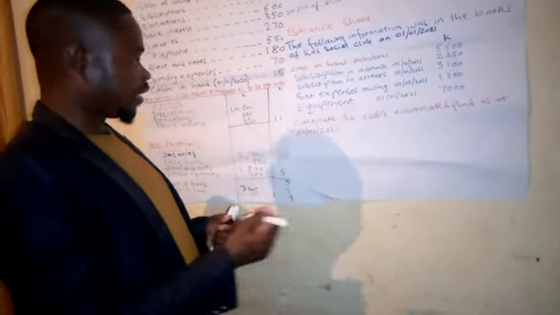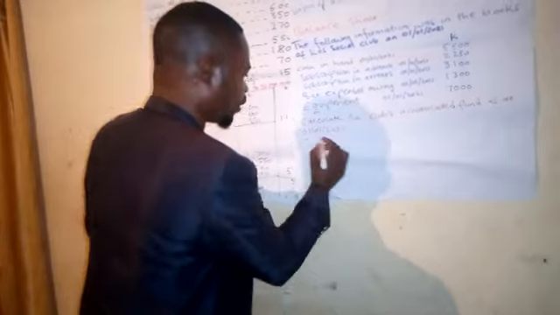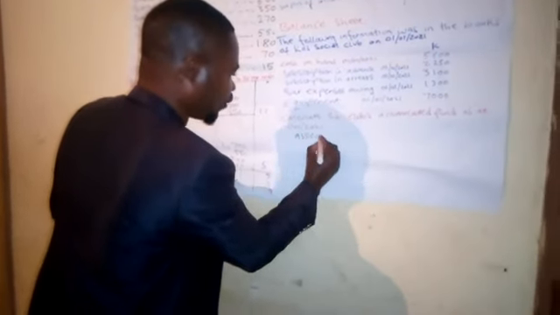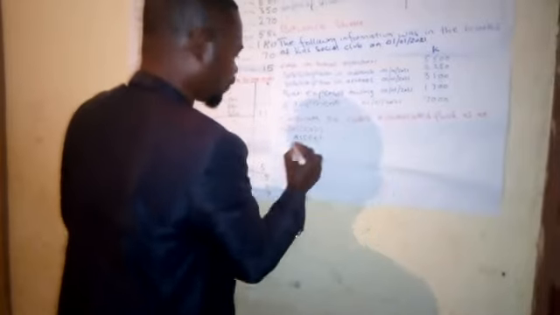So how do you prepare the accumulated fund? You start with assets. Okay, you start with assets.